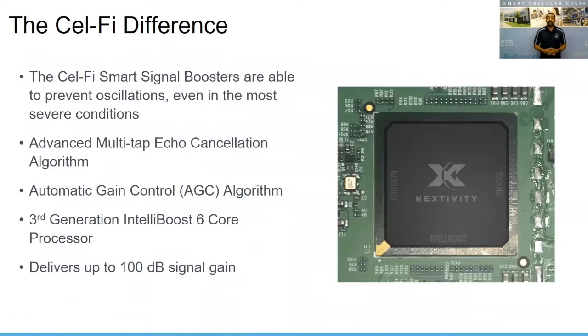And so again, we've got the advanced multi-tap echo cancellation that helps to prevent oscillation. And then the automatic gain control helps the system to self-organize and self-configure and maintain a strong boost in even the most severe conditions. And all while delivering up to an industry-leading 100 dB of gain, which we showed earlier can increase the coverage footprint of a booster. So with maximum gain and with intelligent technology, we're able to prevent oscillation from occurring that can negatively impact not only the network, but the user experience.